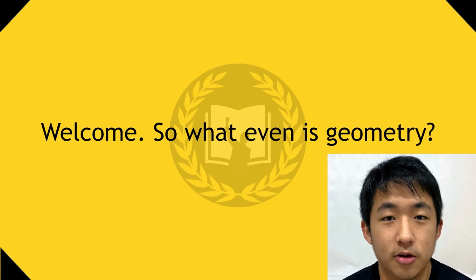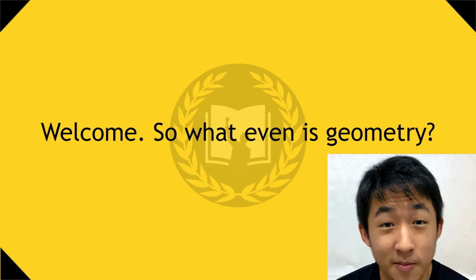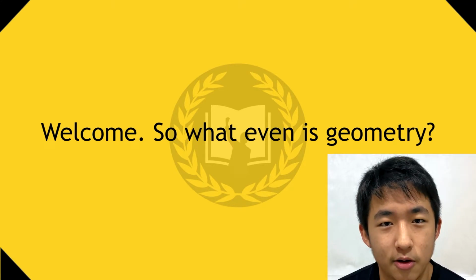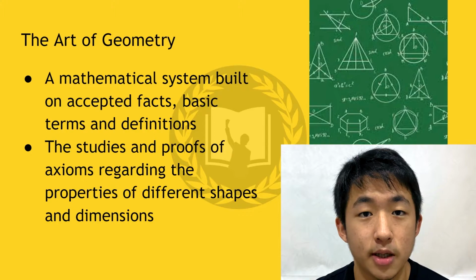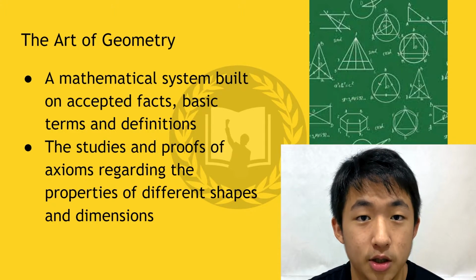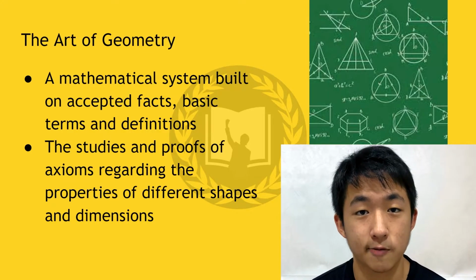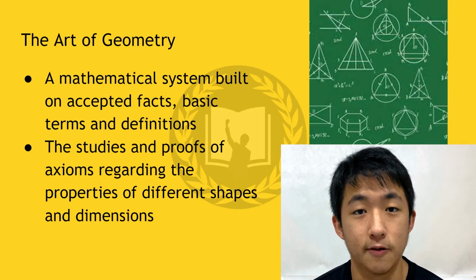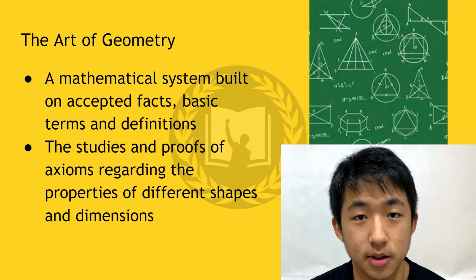Alright, let's get started. So first of all, obviously, welcome to the first ever episode of the geometry series. I really appreciate y'all for being here. But what even is geometry? Relax, I'll go through what geometry is step by step right now. Geometry is a mathematical system built on accepted facts, definitions, and terms. Furthermore, as most of you probably already know, geometry is built on the study of different shapes. In this course, we'll be studying several shapes and different dimensions through the use of proofs and axioms. Essentially, just think of geometry as a subject where you examine and judge statements made on shapes and space.